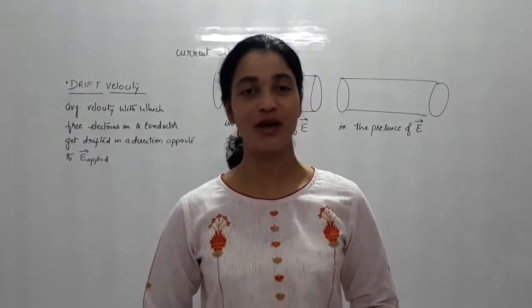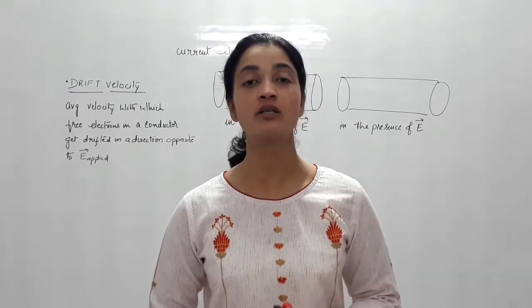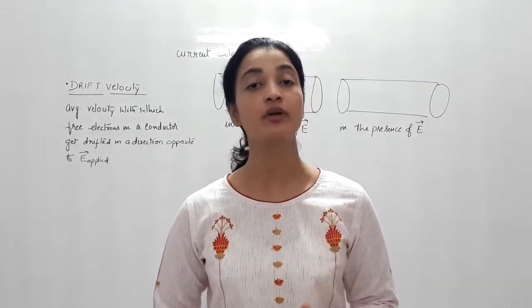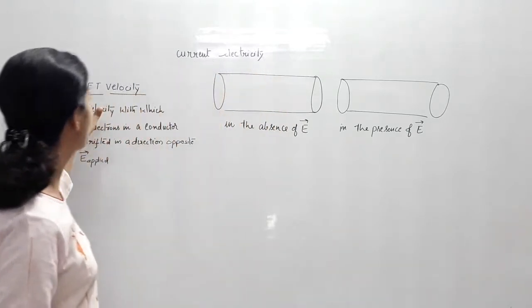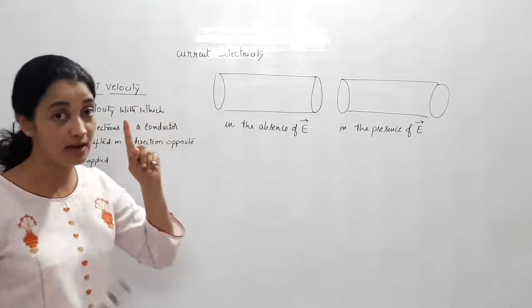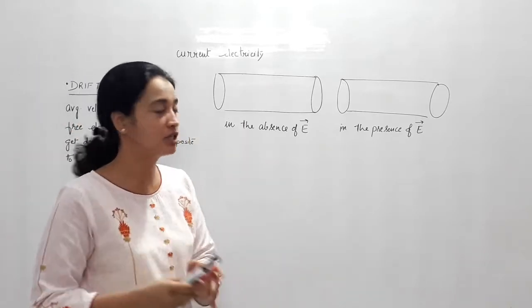Hello students, welcome back. Today we will be studying one of the important topics from the chapter of current electricity, that is about drift velocity. So let us get on to the topic. Drift velocity. Don't look at the definition at the onset, as I've always told you that first we will understand and then we will define it.